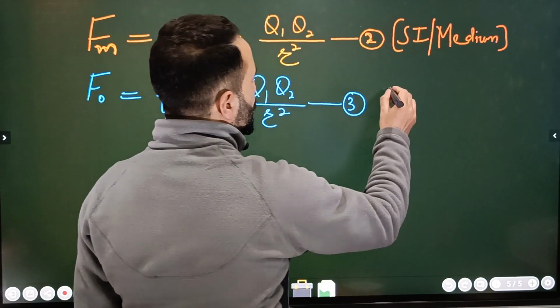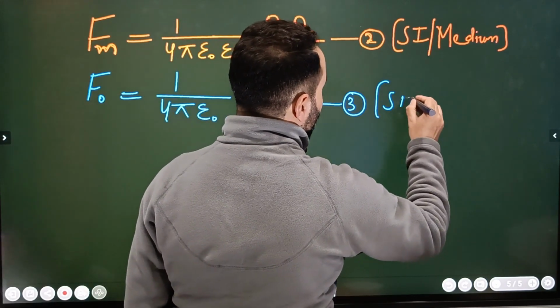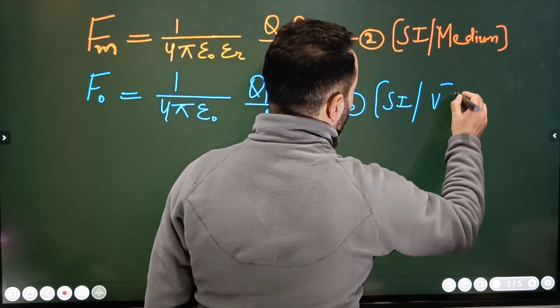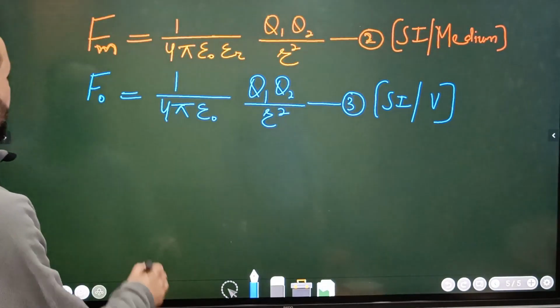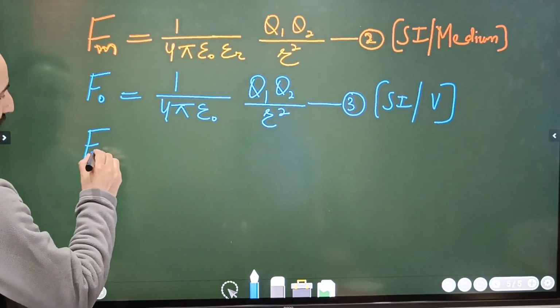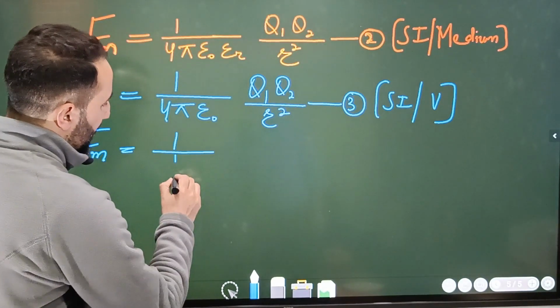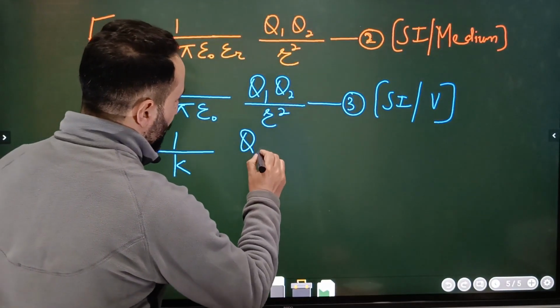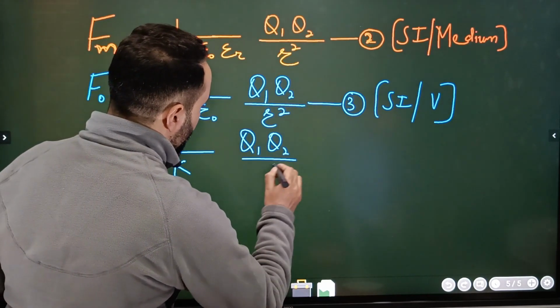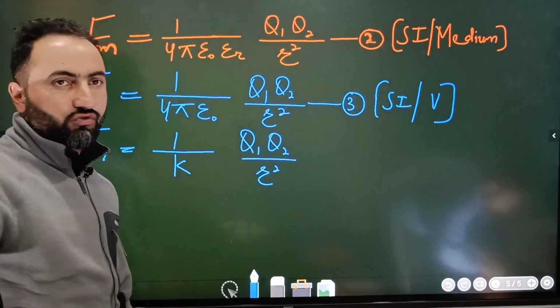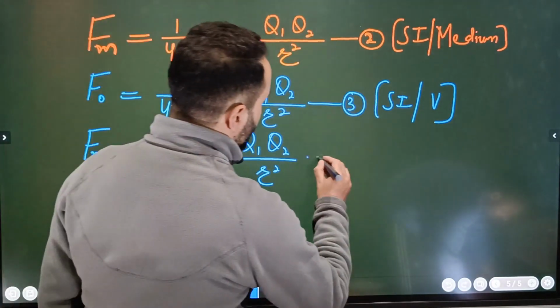And this equation is true when the system of units you use is SI and vacuum is separating the 2 point charges. Then there's one more equation that's like this. That's Fm. M stands again for the medium. That's equal to 1 divided by capital K multiplied by product of charges, Q1 Q2 divided by the distance square, that will be called r square. And this is our equation number 4.